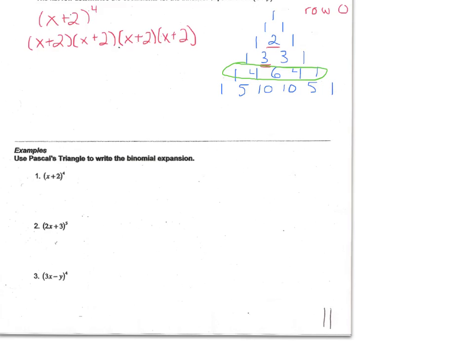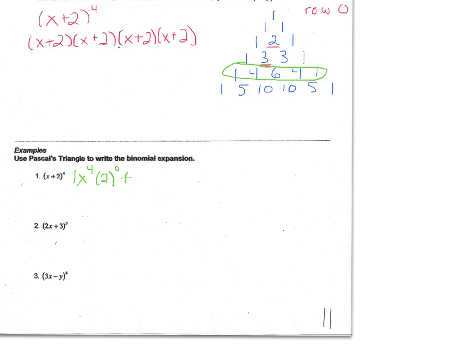So since 1 is the first number in the row, we're going to use that as our first coefficient. And then we're going to take the first term, which happens to be an x, and we're going to raise that to the highest exponent possible, which would be 4 since it's raised to the 4th power. And then we're going to take the second term, which is 2, and we always raise the second term to the 0 power to start off with. So that would be our first term of our expansion.